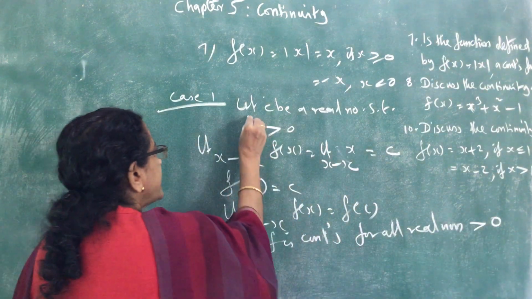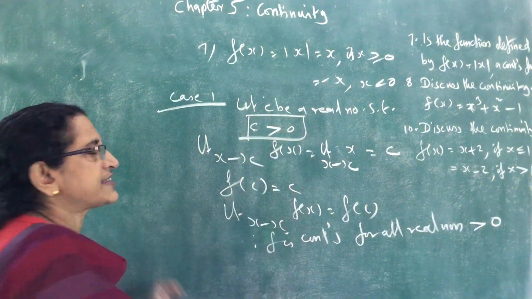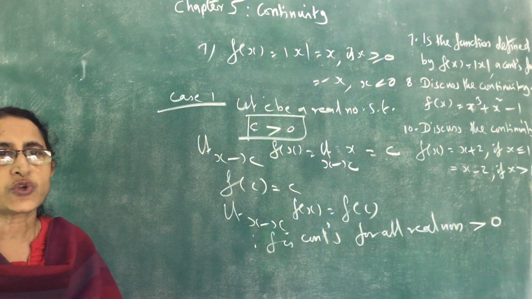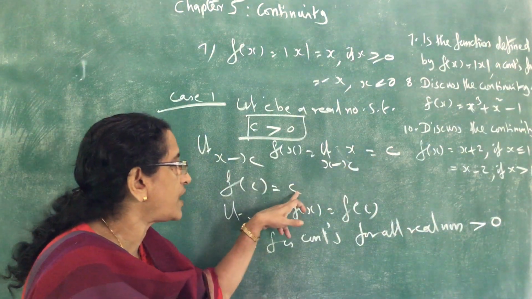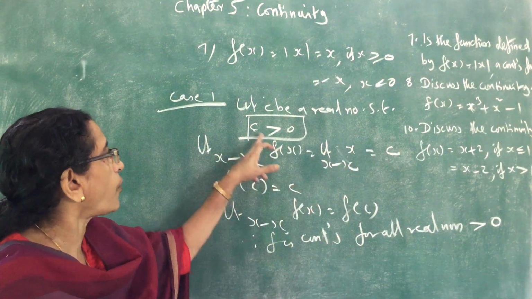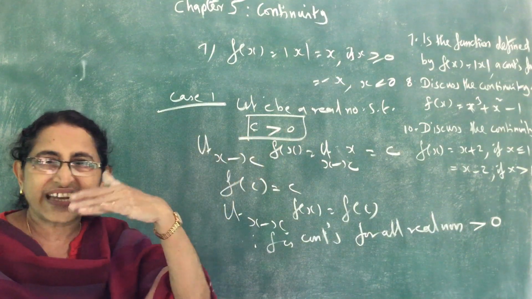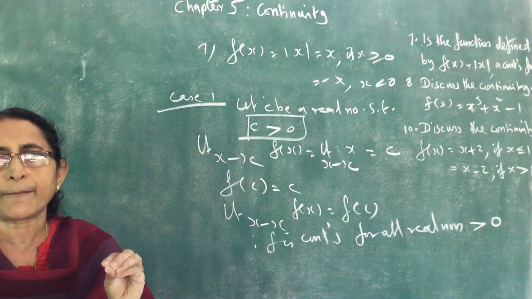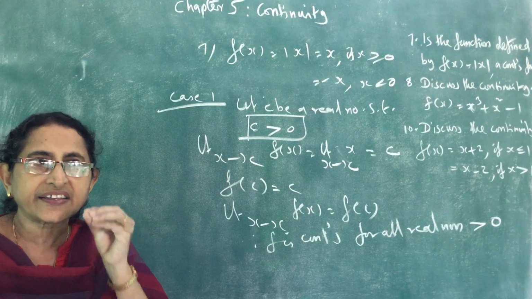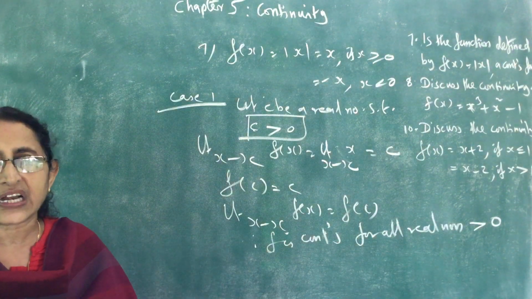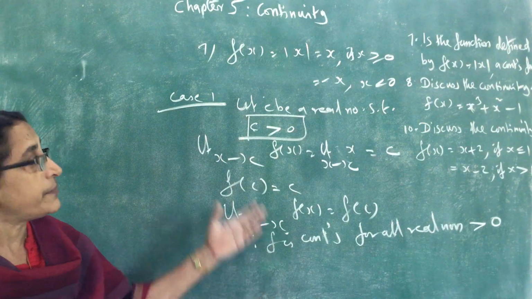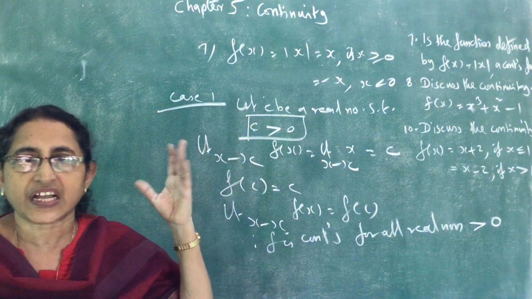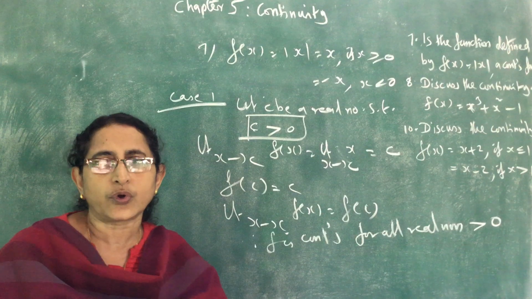Here c is a general real number greater than 0, and we proved that at x equal to c, the function is continuous, since both are equal. Therefore the function is continuous for all real numbers greater than 0. We take a general number and prove continuity at that number. Similarly, x equal to 0 we checked in one question; the same you have to do again.